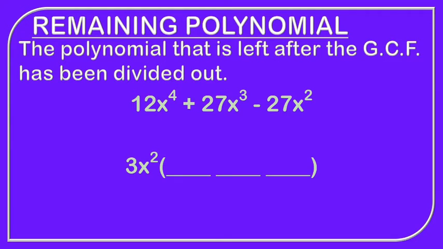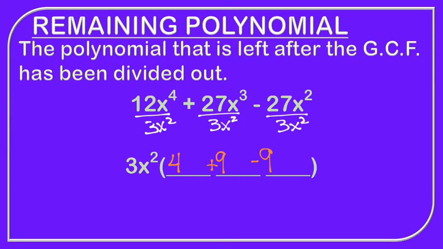So what I need to do is divide every term by the greatest common factor. When I just look at the numbers, I have 12 divided by 3, and so that will give me 4. I have 27 divided by 3, that'll give me 9, and I have negative 27 divided by 3, which will give me negative 9. Now, when I look at the x's, in all of these cases, we've learned how to do this already. There are multiple occurrences of x.